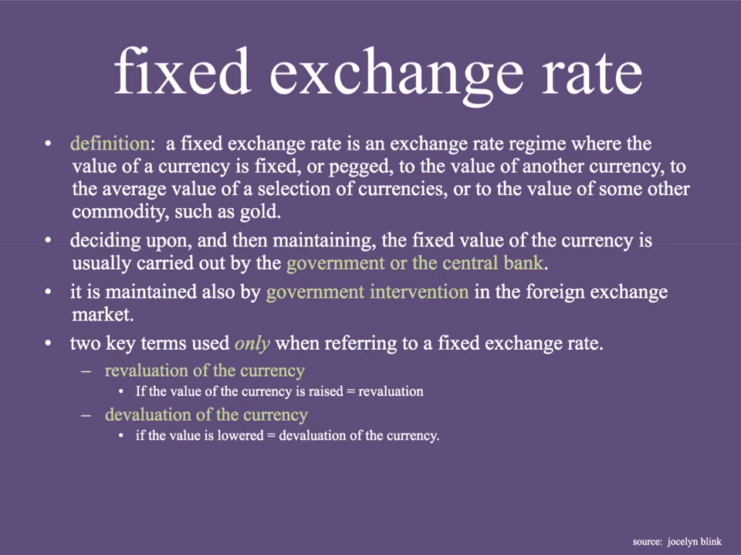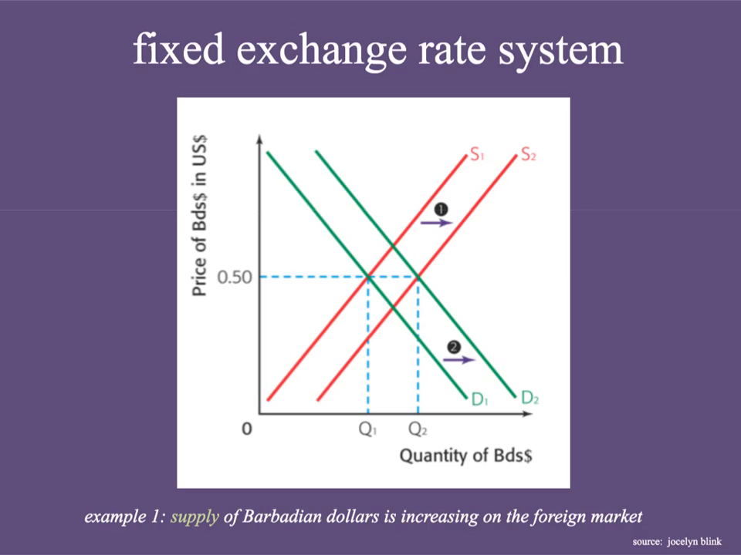Jocelyn Blink provides us with a great example about Barbadian dollars. So here we go. Okay, so example number one. Let's say that the supply of dollars is increasing on the foreign market. Okay, so this is the price of Barbadian dollars expressed in dollars, and this is the quantity of Barbadian dollars.